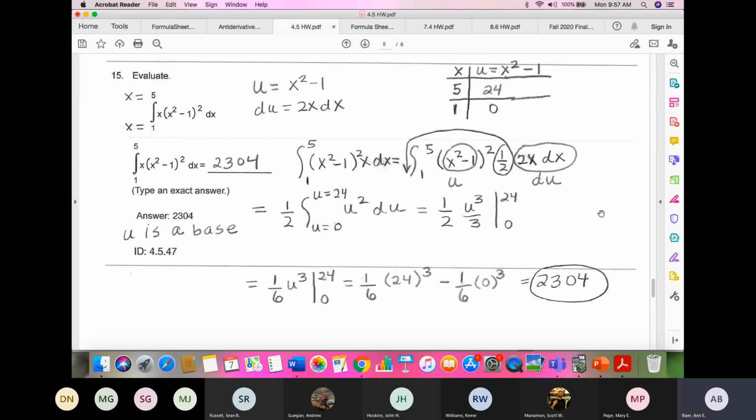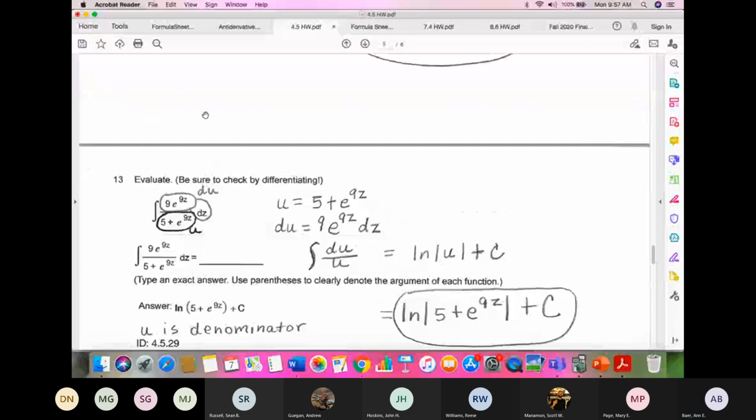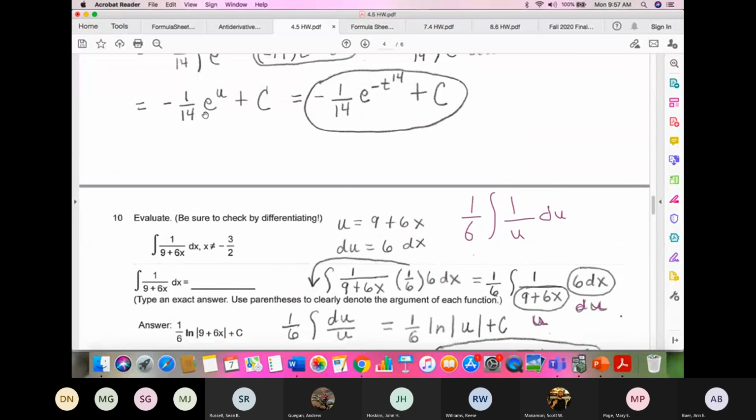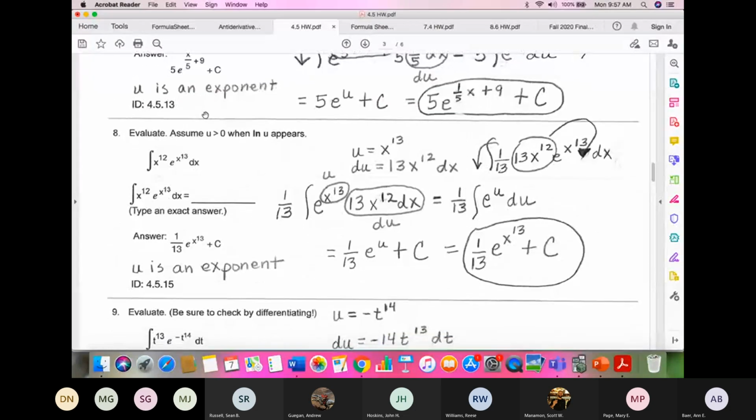So that was number 15. I'm going to cross it off my list. Let's take a look at number 8. So number 8, we're going back to an indefinite integral. I found this one a bit confusing, so I want to make sure I go over it with you. And if we have time, we'll look at another definite integral.